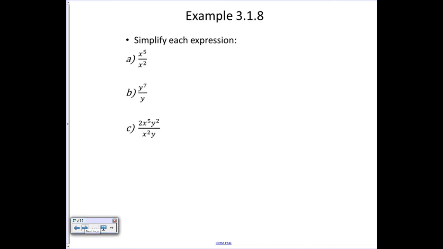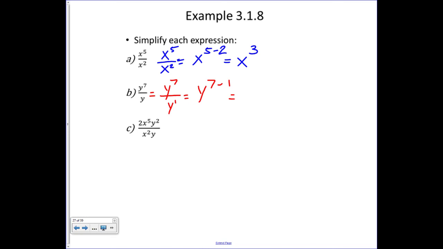So let's simplify each of these expressions. X to the 5th divided by x squared, well, that's the same thing as x to the 5 minus 2, or x cubed. Y to the 7th divided by y, it's y to the 7 minus 1, or y to the 6th.